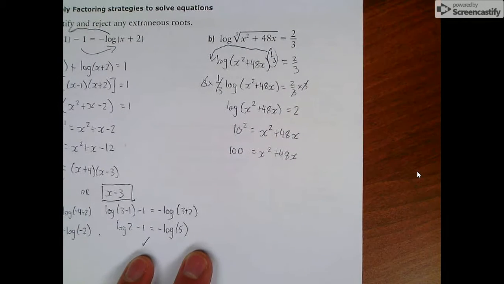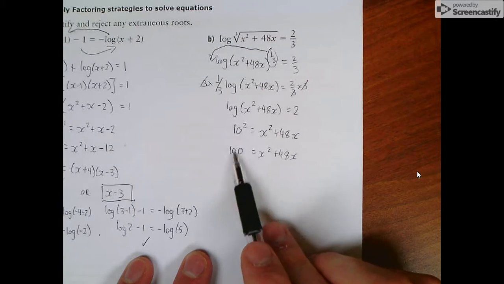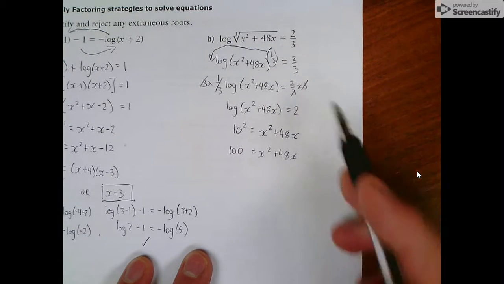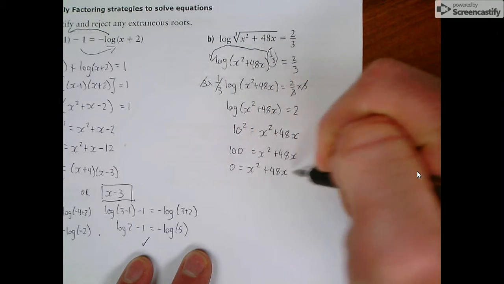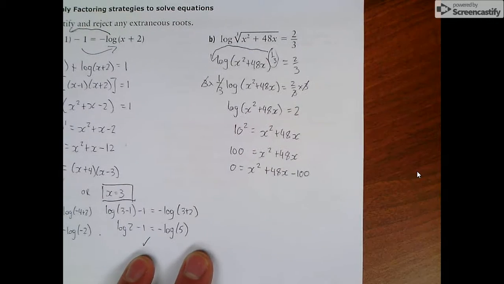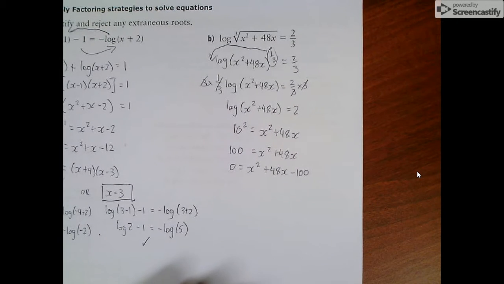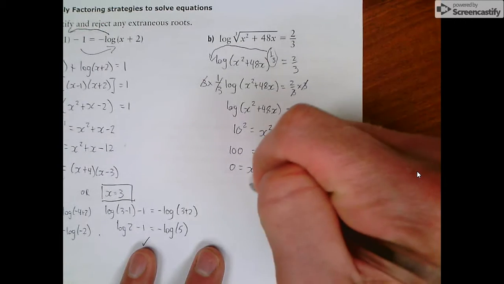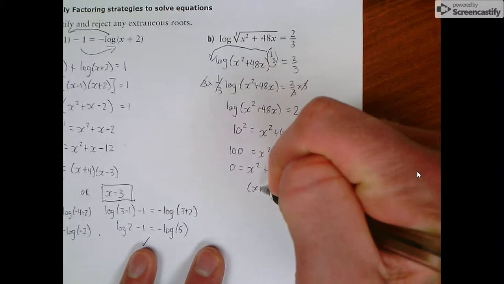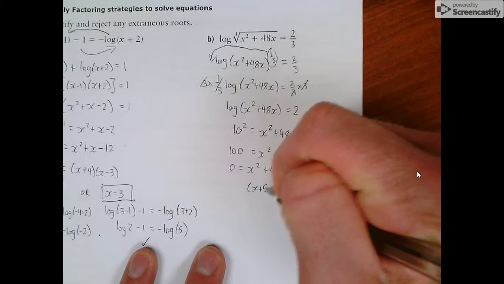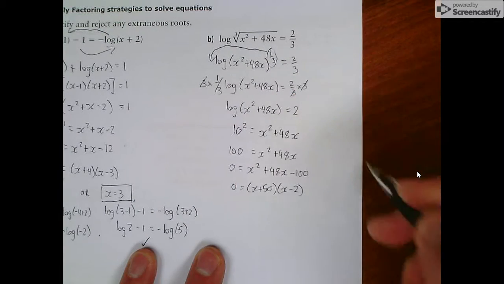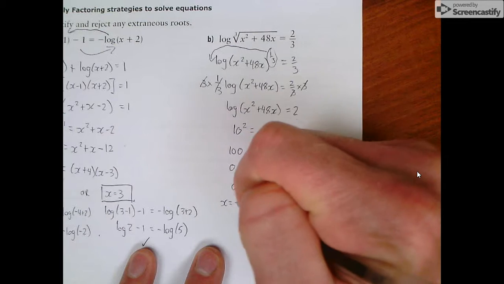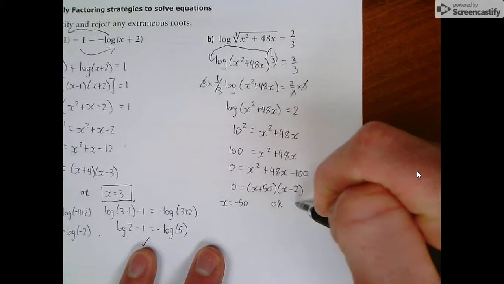Move everything to one side of the equation, so it's set equal to 0. I would move the 100 to the right, so it becomes negative. So we get 0 is equal to x squared plus 48x minus 100. And now I would factor that if I can. And if I can find the two factors, which are x plus 50 and x minus 2, are all equal to 0, which gives me two possible answers. x is equal to negative 50 or x is equal to 2.